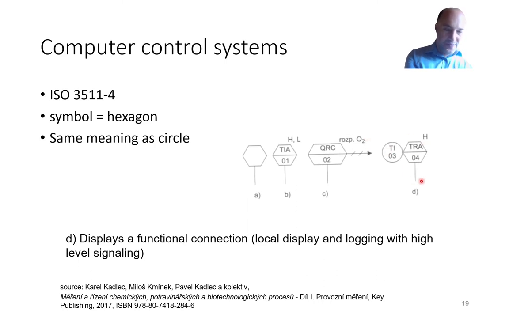The symbol D is a combination of both the, let's say, traditional system and the computer control system. So here, this circle is a local temperature measurement and indication. And here we have the computer signal, so that it's a recording temperature, it's recording it, and it's indicating it somewhere. So the symbols are the same, except we have a hexagon instead of a circle, but the meaning of the letter is the same.